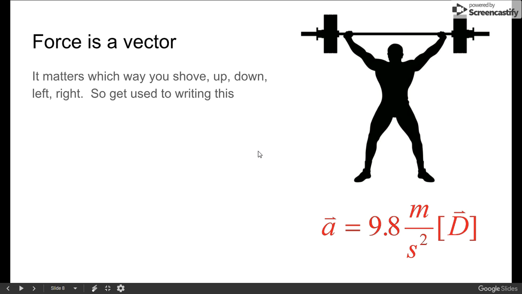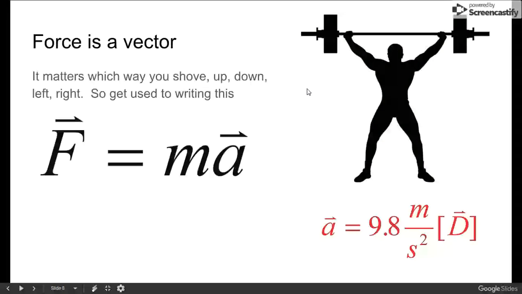Now, force happens to be a vector. It matters which way you are pushing. So this weightlifter is fighting a force of gravity that is pulling straight down on him. So when we want to calculate the force on the weightlifter, we must multiply the mass times the acceleration that should be appearing would he let it go. And that acceleration is 9.8 meters per second squared down.